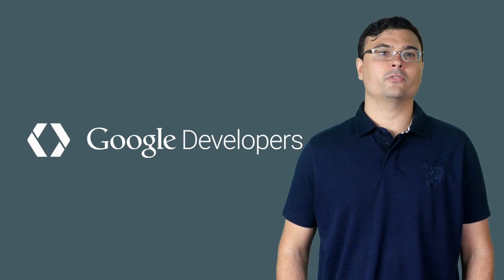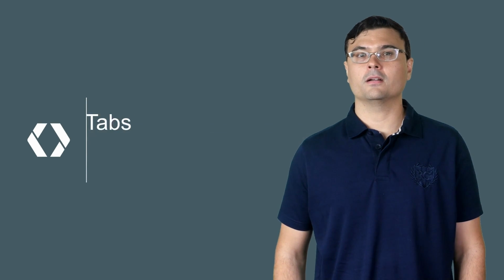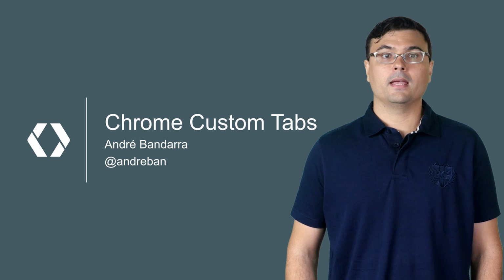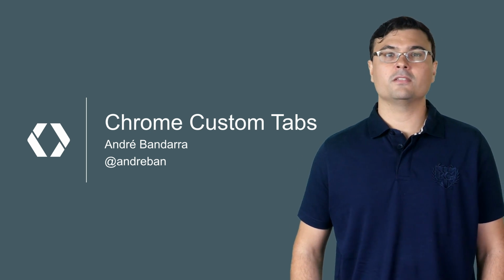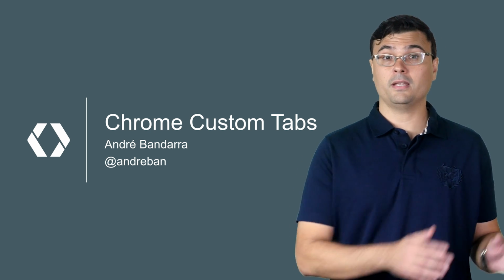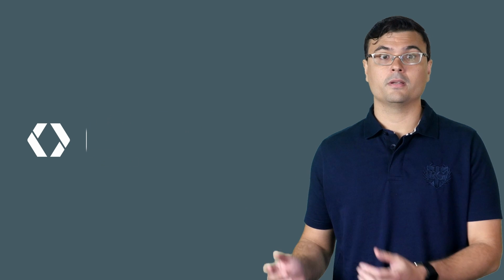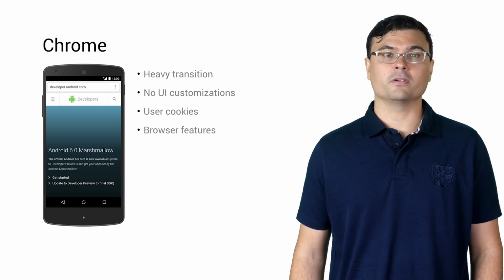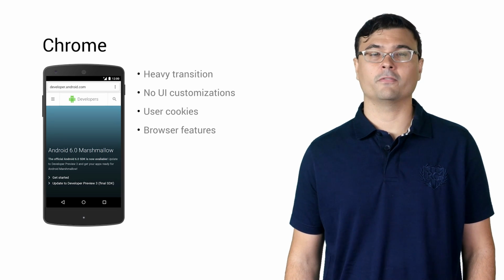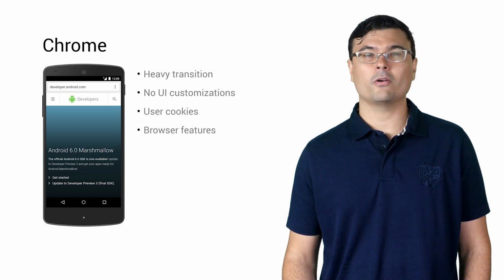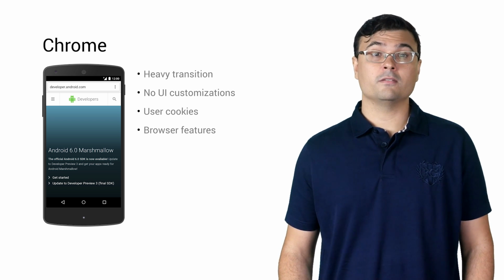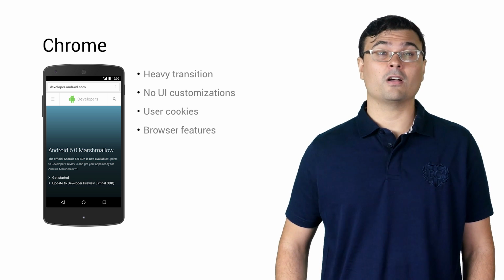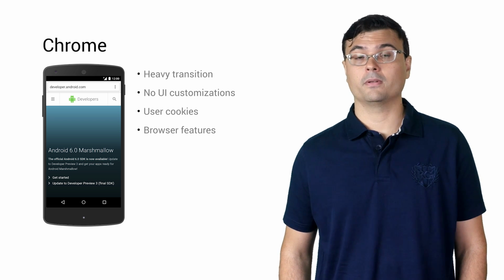Almost every Android app has to open third-party content at some point. At that moment, developers need to decide if they open that content in the browser or use a web view. Opening links in the browser is a heavyweight transition from the application and doesn't allow you to customize the UI. This may frustrate users and make it harder for them to return to your app.